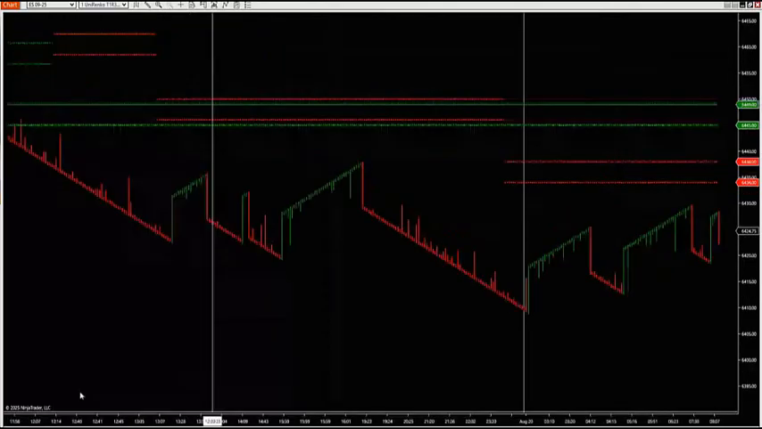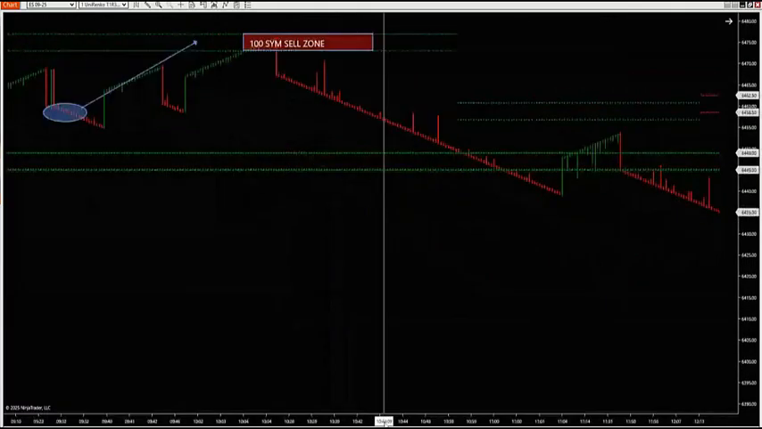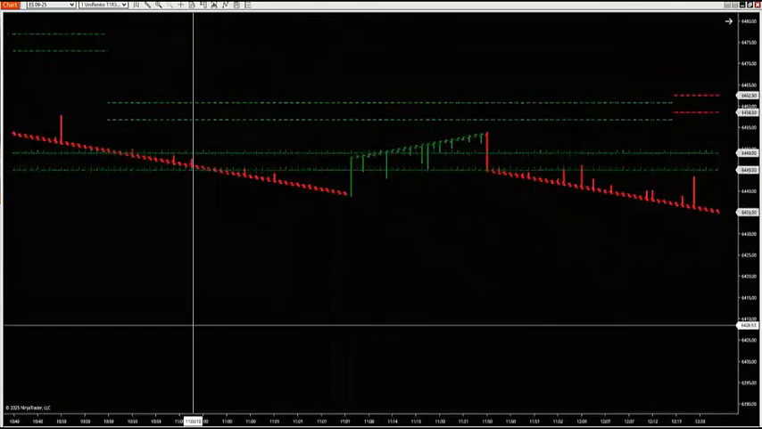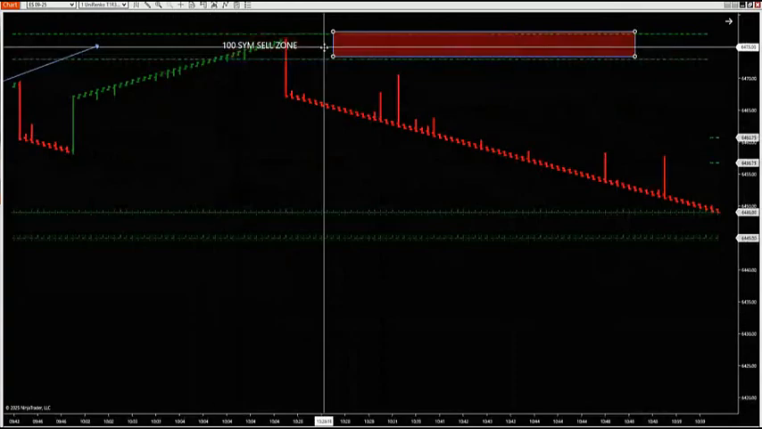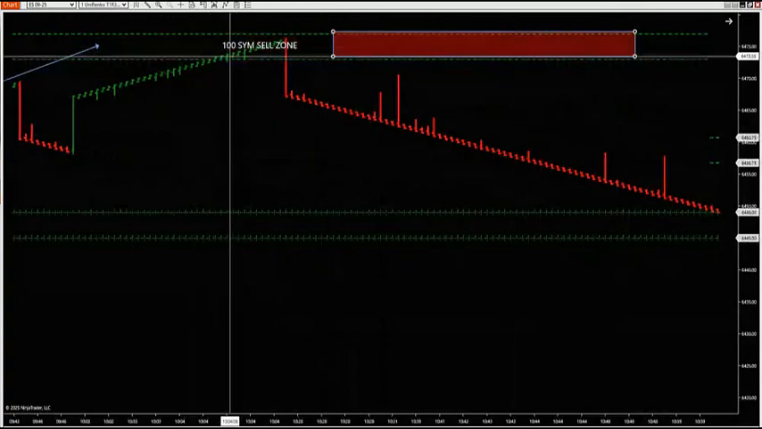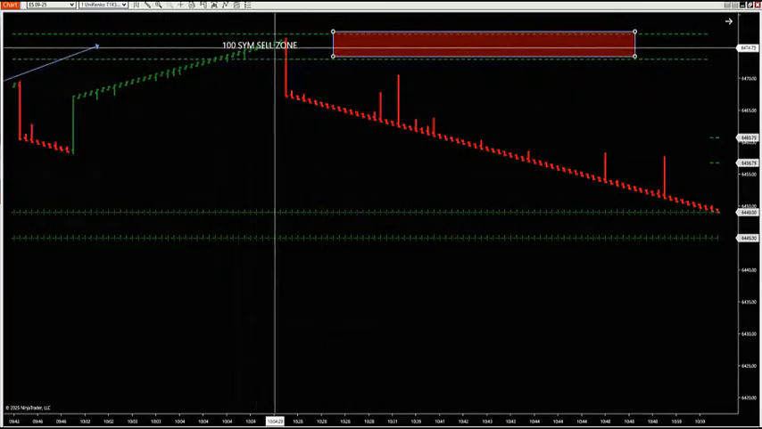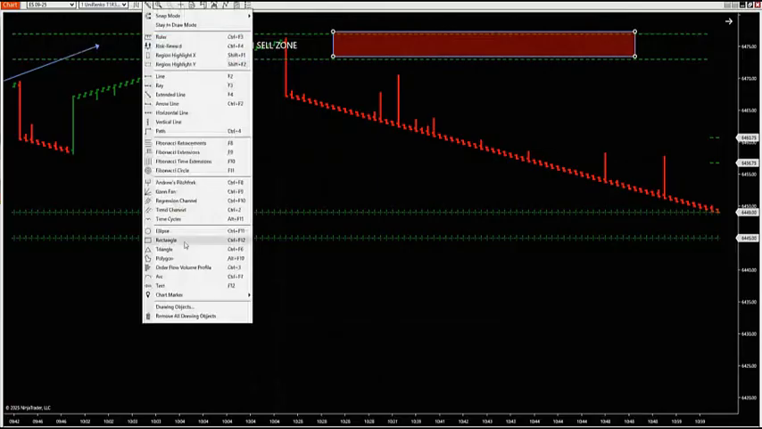If we go and make this a little larger, the rules are you have to go inside of the zone. You got to start closing inside the zone, at or inside the zone. And then it's got to reverse. You got to have a reversal candle.